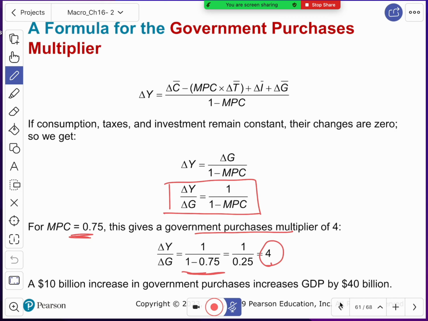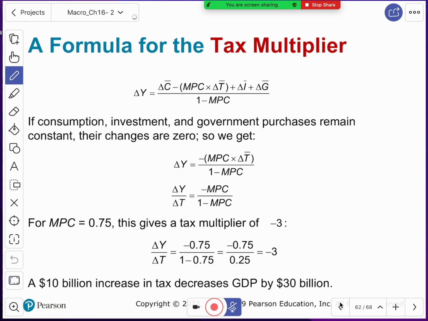So for each $1 increase in government spending, output is going to increase 4 times. For every 10 billion increase in government spending, GDP is going to increase by 40 billion. 10 billion, 40 billion. Okay? And this is for the tax multiplier that we discussed in the previous slide.